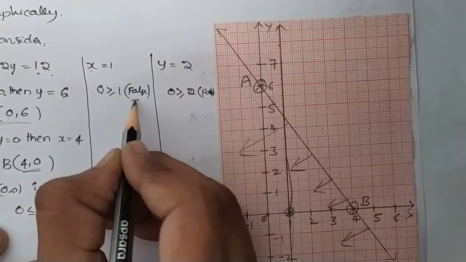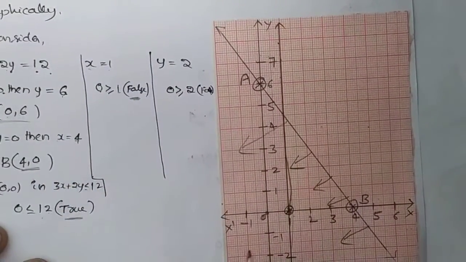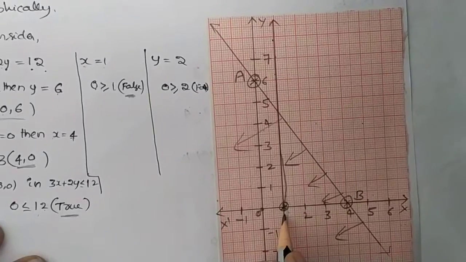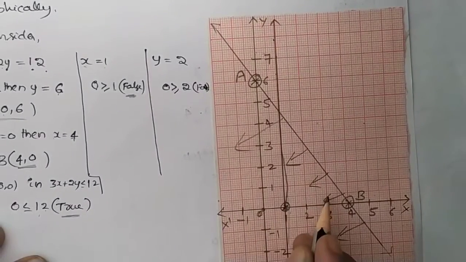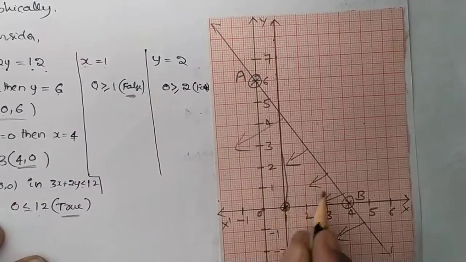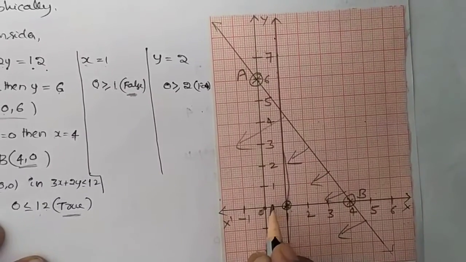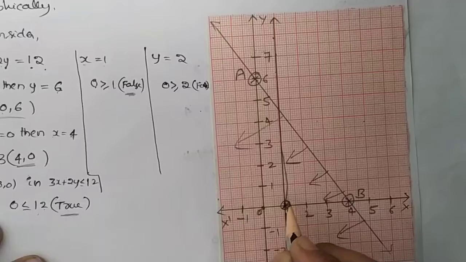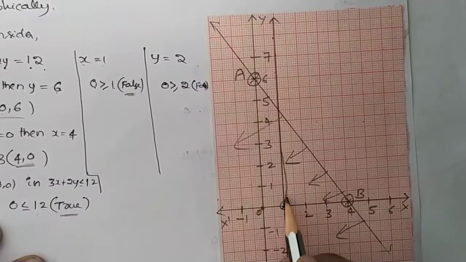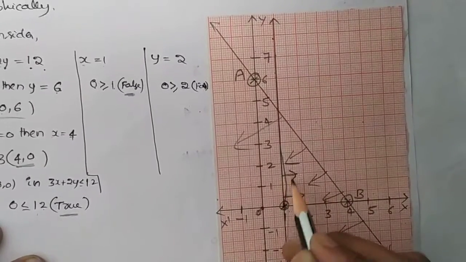It is giving false. If it is false, where we have to shade? Towards the origin or apart from the origin? Apart from the origin. It is the origin. If we shade here, then it will be towards the origin. If we want to shade apart from the origin, it will be like this.